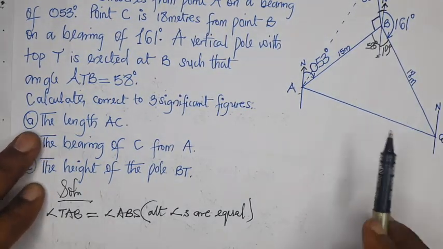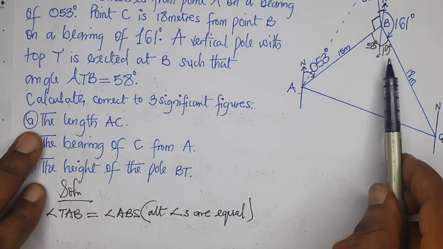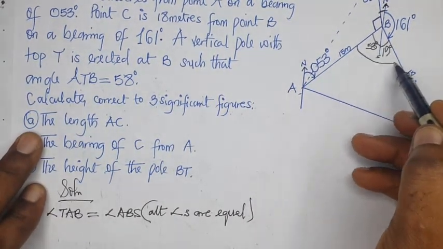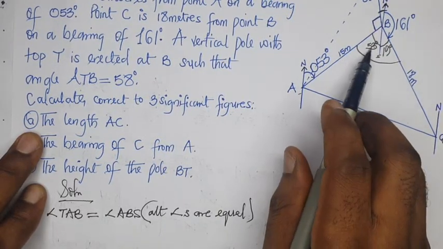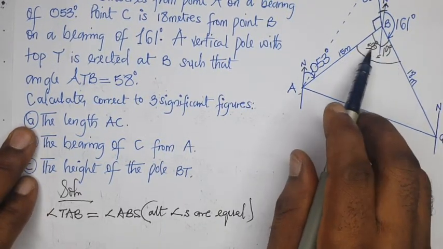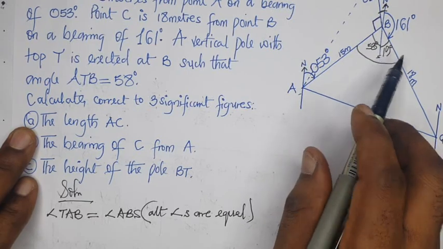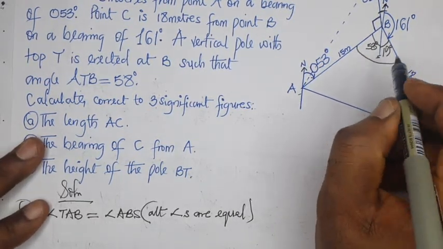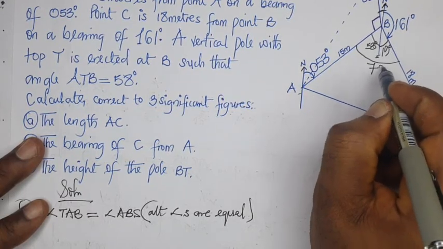Alright, since we've been able to find this angle 53 and this angle 19, it means that the angle at B altogether will measure 53 add 19. So 52 add 20 will give us 72. So 53 add 19 is the same thing as angle 72 degrees.